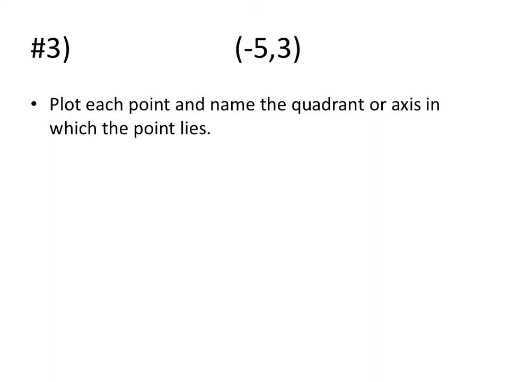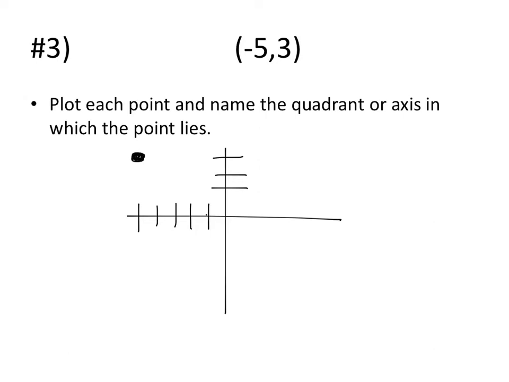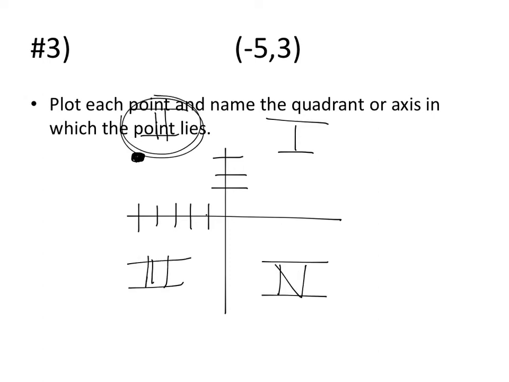Okay, same thing. So this time it's -5, so we're going to go left, and then up 3. So it's 1, 2, 3, 4, 5, and then 1, 2, 3. So my point's right here. Remember, the quadrants are 1, 2, 3, 4. So this time I'm in quadrant 2.